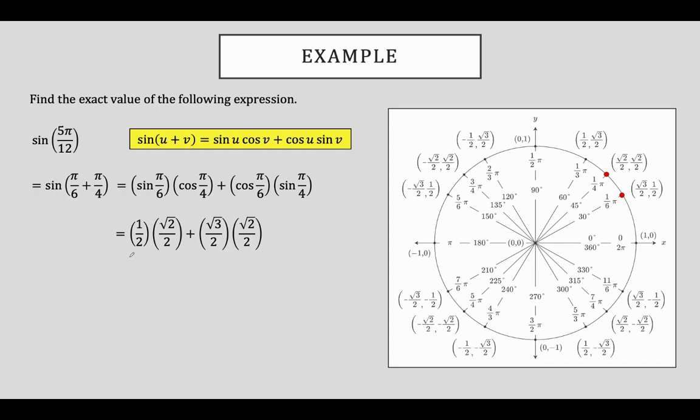Now we can begin to simplify. We multiply numerators times numerators, denominators times denominators. That gives me root 2 over 4 plus root 6 divided by 4. We have a nice common denominator, so we can combine those two fractions into a single fraction, giving us our final answer, root 2 plus root 6 all over 4. That is the sine of 5 pi over 12.